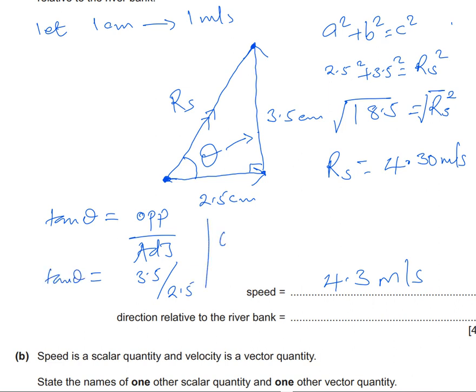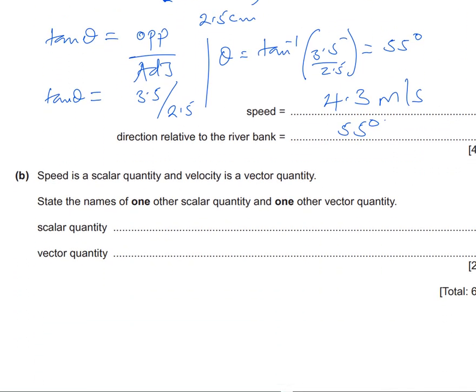So theta is equal to tan inverse of 3.5 over 2.5, and when you use your calculator, you're supposed to get 55 degrees. That would be the answer. So you can write it as 55 degrees. So let's continue. We can go to part B.